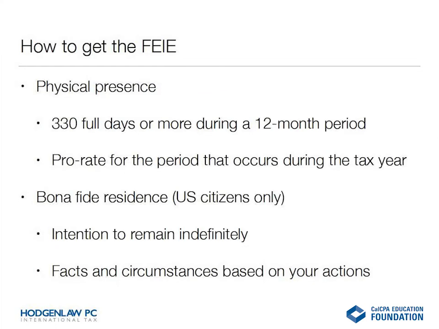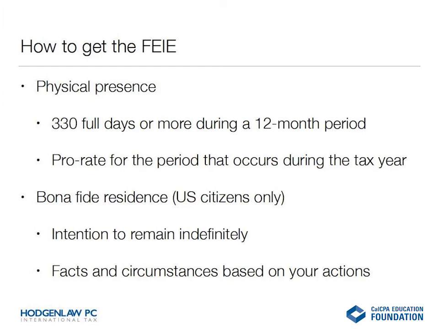So how to qualify for this? There's two ways. One is under the physical presence test, and one is under the bona fide residence test. Physical presence test, you have to be outside the U.S. for 330 full days or more during a 12-month period, but that 12-month period does not necessarily have to be the calendar year that you're filing for. It just has to be a 12-month period that touches that calendar year. And then you prorate for the period that occurs during the tax year where you're filing the tax return.